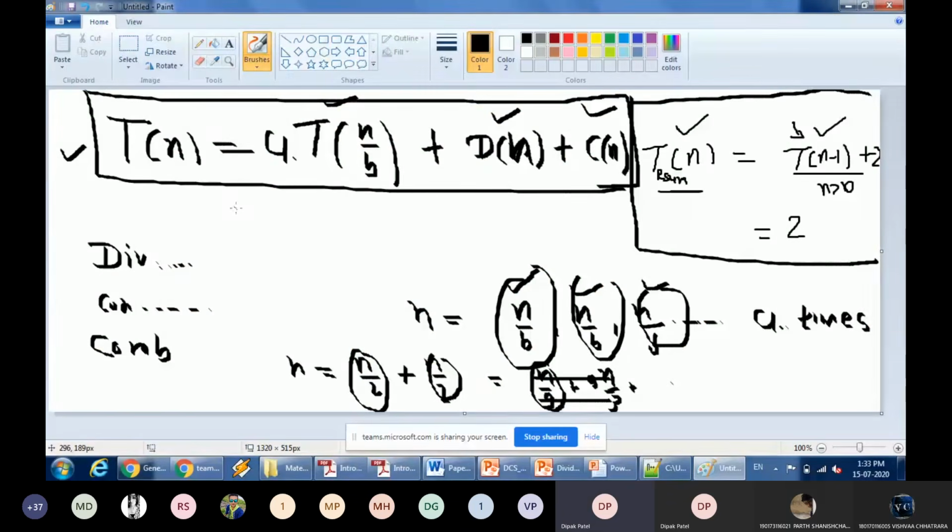So that is our partition step. How many partitions are we creating, and of what size? If n is given, there will be two partitions of n by 2. Initially, from input n we are breaking it from the middle, so one partition will be n by 2, and the other partition will be n by 2.